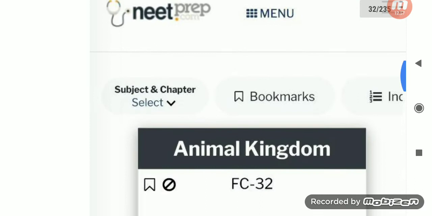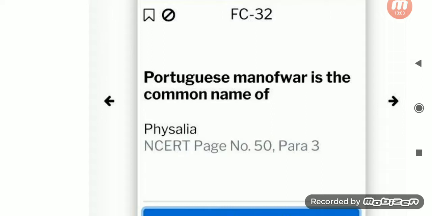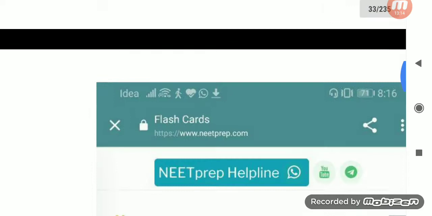Portuguese man of war is the common name of Physalia.